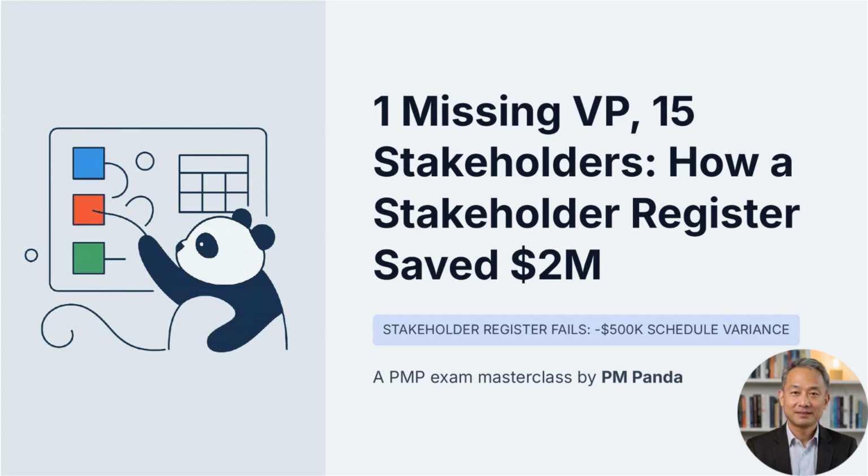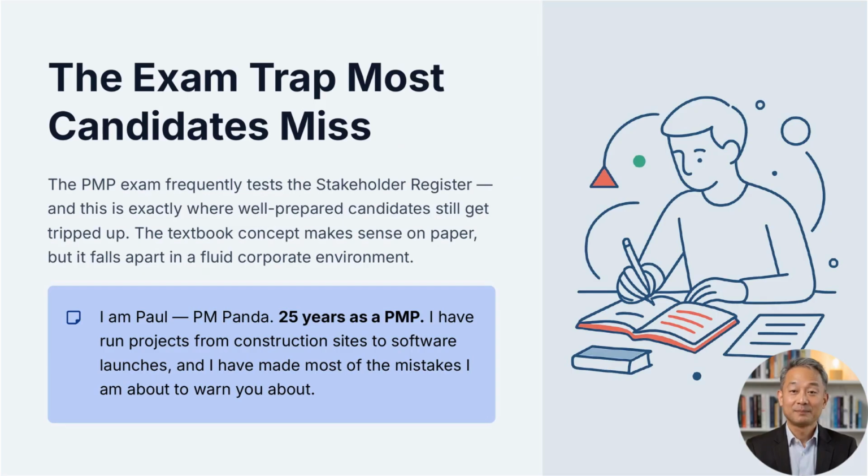One missing VP, 15 stakeholders, how the Stakeholder Register saved $2 million, a PMP exam masterclass by the Panda. The PMP exam frequently questions you on the Stakeholder Register. Here is the exact place where candidates who thoroughly read the chapter still get tripped up. The textbook concept makes complete sense on paper, but it falls apart when you try to apply it to a fluid corporate environment. I watched a $2 million deployment freeze completely because one vice president never received a stakeholder plan.